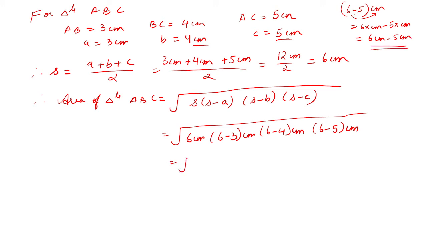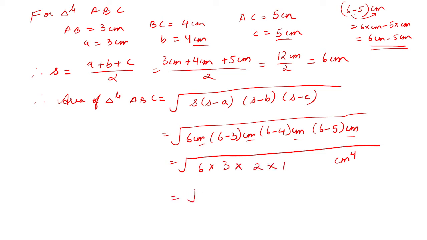Clear? Now take all the centimeters to one side. How many? 1, 2, 3, 4. So you can write this as centimeter to the power 4. This will become 6 into 6 minus 3 is 3, 6 minus 4 is 2, into 1. Now carefully look at this. Can you write this as 6 into 3 into 2 into 1, 6? Now I think at least you have a clue why I've written 6 into 6, right?